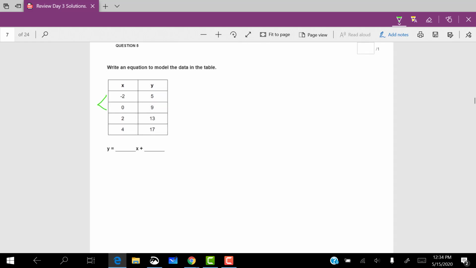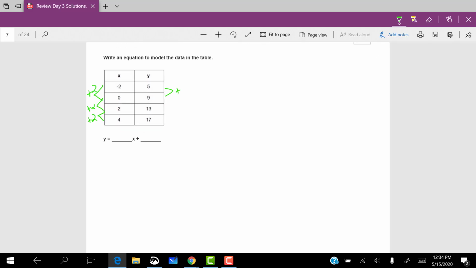So here, every time it seems like we go up 2. And here, now we go up 4, up 4, up 4. So it looks like my slope, my change in y over change in x, is constant. This looks linear because 4 divided by 2, that slope is always 2. That helps me find the equation of this line.